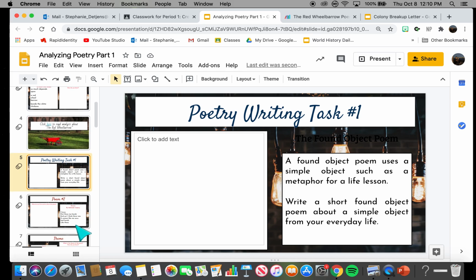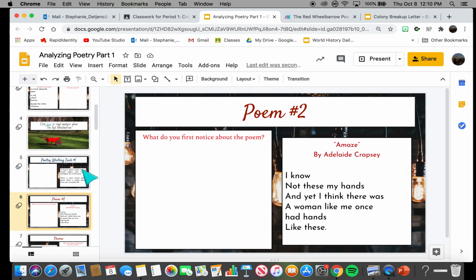Then, after you write that poem, on the next slide you're going to read poem number 2. Poem number 2 is by Adelaide Crapsey, and it's called Maze. I know not these my hands, and yet I think there was a woman like me once, had hands like these. So again, what do you notice about the poem? Does it rhyme? What do the letters say? What is it about?